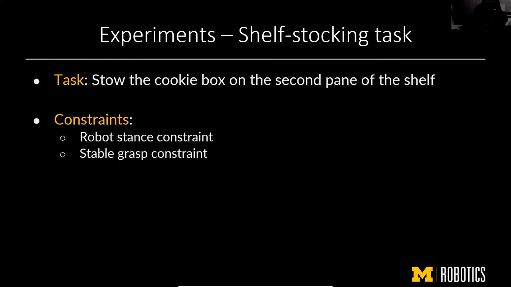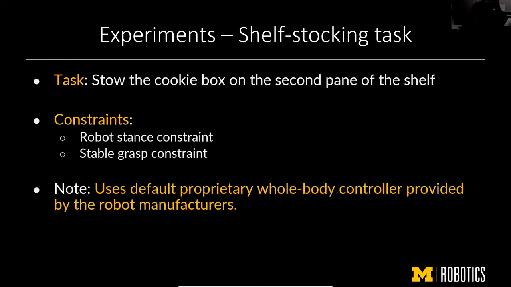And the stable grasp constraint is a constraint on the grasp used to pick up or place the object, such that it satisfies some definition of grasp stability. In this way, the robot grasps the objects at a 45-degree angle, which makes it much more stable when the robot walks while moving the object. It's worth noting that in all of these experimental runs on the humanoid robots, we use the default proprietary whole body controllers provided by the robot manufacturers.